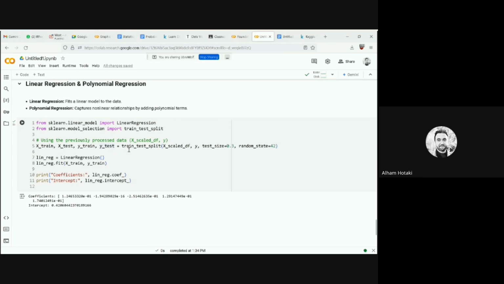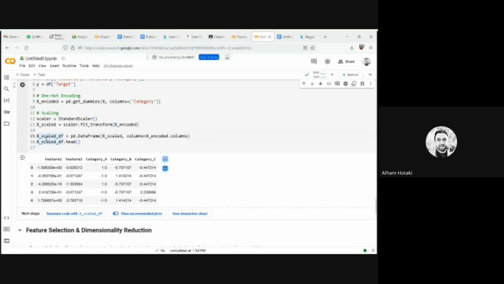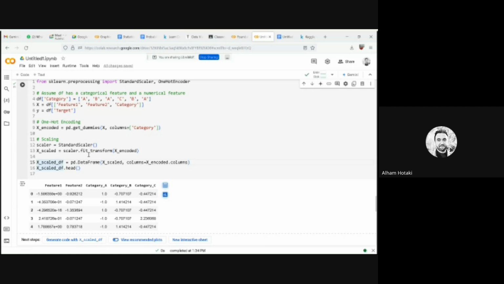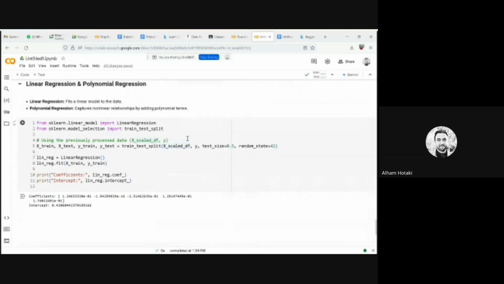Then you're using train test split, which is this function, on X scaled df. See, this is X scaled. We scaled the X here, and this is the X scaled one, where the encoded columns are there. We want to give it to this, and the test size will be 0.3, and random state. What does 0.3 mean? It means that 30% of the data we will save for testing, and 70% of the data will be used for training. This is how you differentiate between the test and training data.